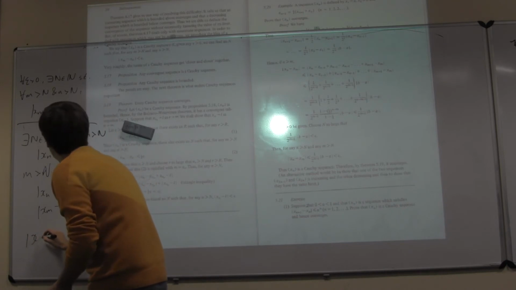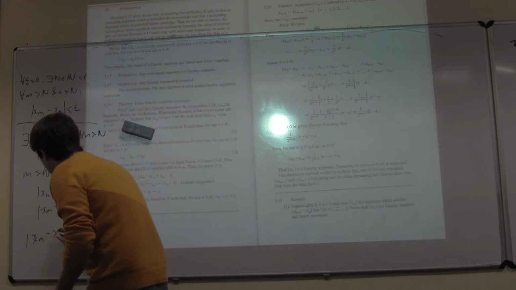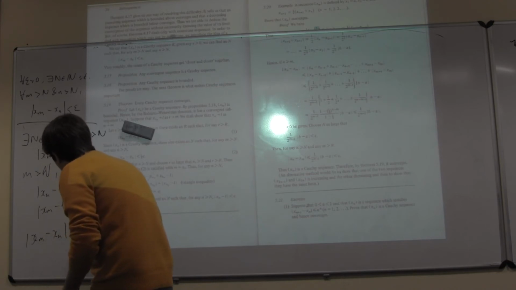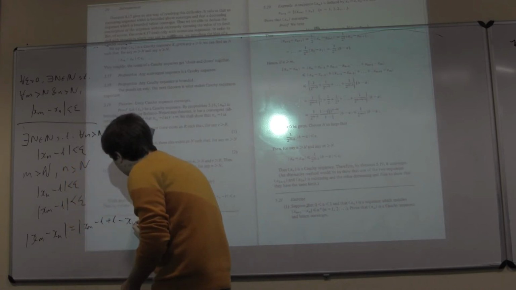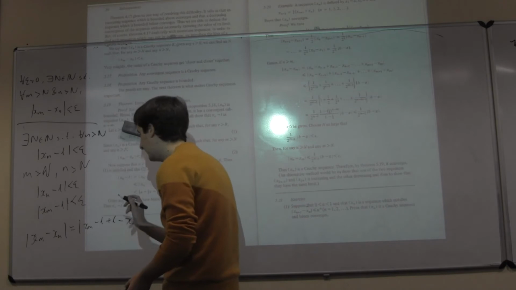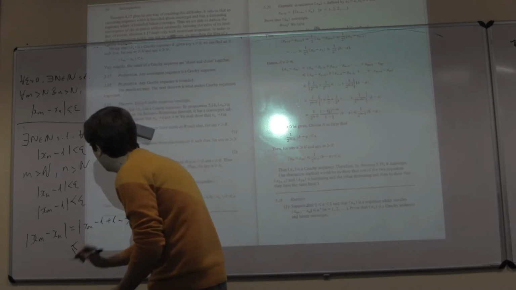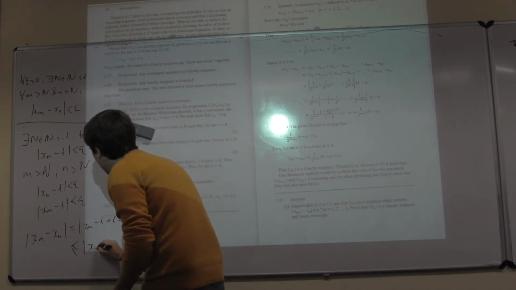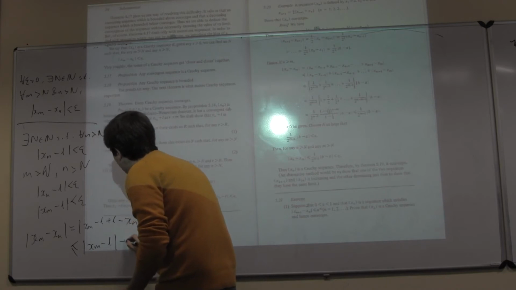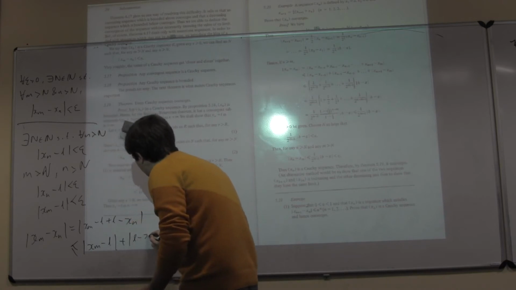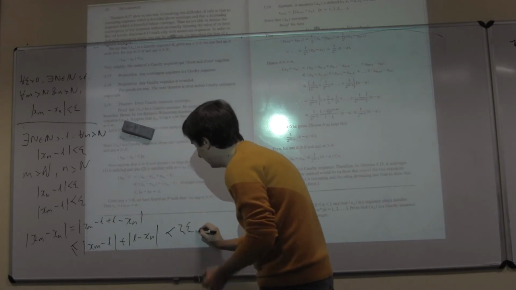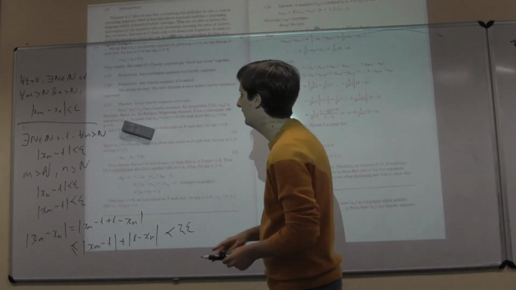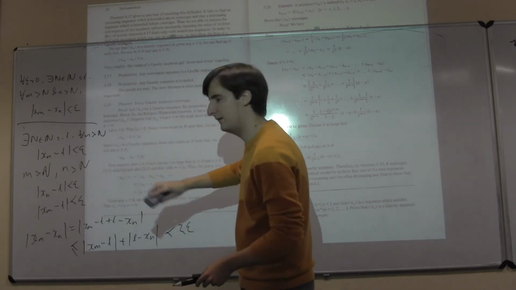What do we want? xm minus xn. Well, that's equal to xm minus L plus L minus xn, using that trick of introducing something and then reintroducing it. By the triangle inequality, that's less than or equal to the absolute value of xm minus L plus the absolute value of L minus xn, which is less than 2 epsilon, which will do. So any convergent sequence is Cauchy.